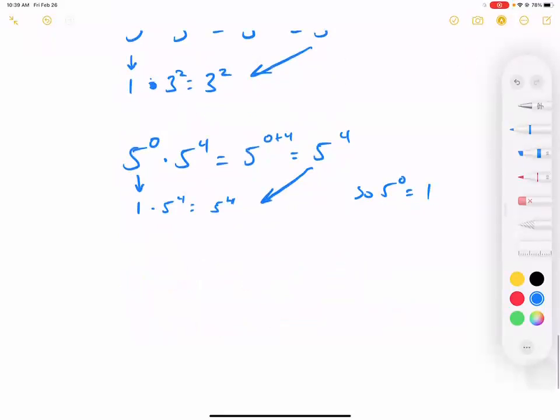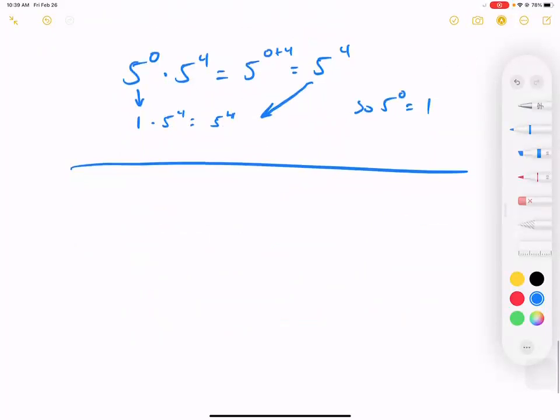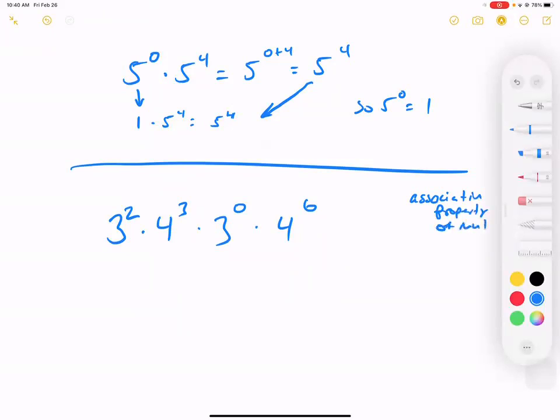All right, so I'm going to give you guys a big mess of a problem. 3 squared times 4 cubed times 3 to the 0 times 4 to the 6. If I multiply all this stuff together, what is my answer? Do we have to go in order? Now, here is a rule that you guys talked about earlier. It's called the associative property of multiplication.